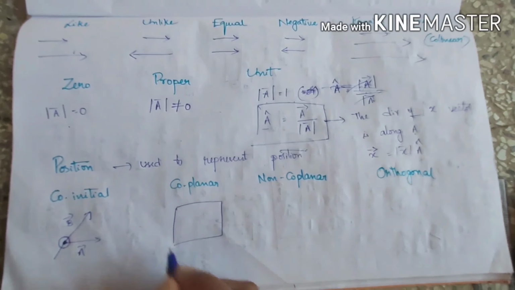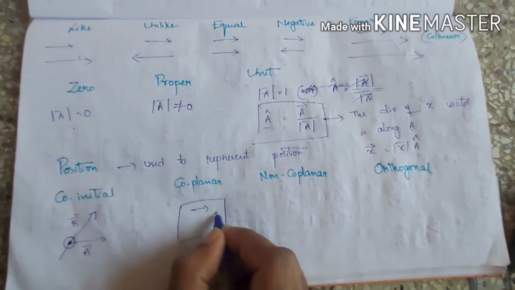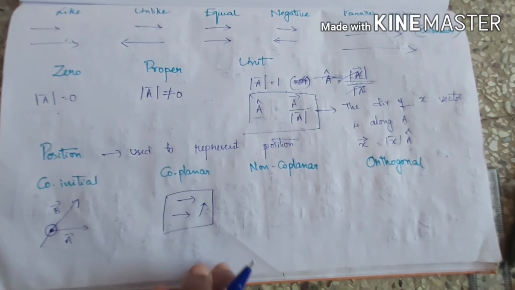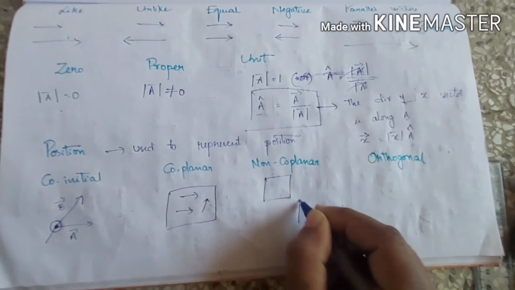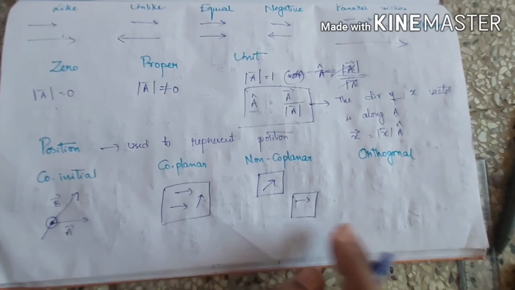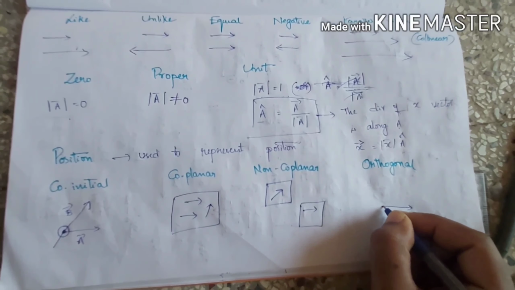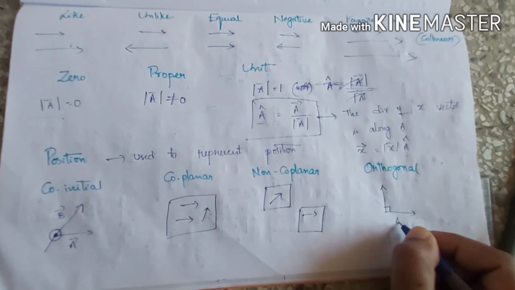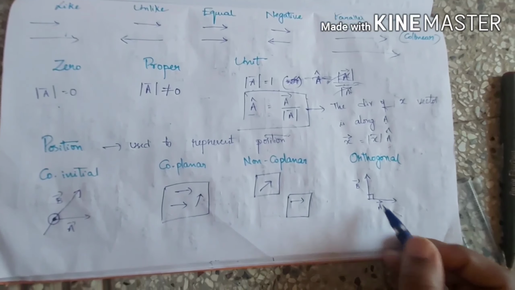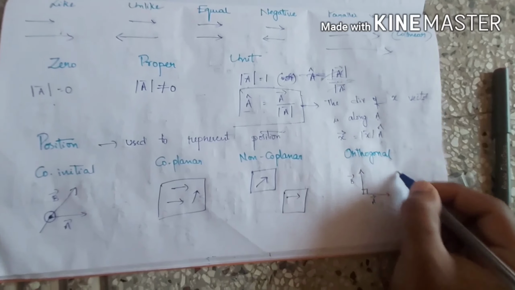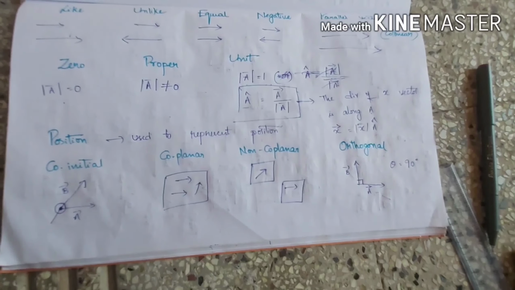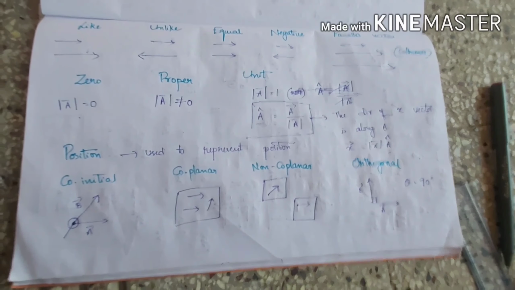Coplanar, when you are taking a plane, let's take this as the plane, then you have two or three vectors that are lying in the same plane, called coplanar. But vectors that are lying in different planes are called non-coplanar vectors. Orthogonal means vectors that are perpendicular to each other, A bar and B bar. If the vectors are having an angle of 90 degree, if theta is 90 degree between the two vectors, then we call those vectors orthogonal vectors. So these are the types of vectors.